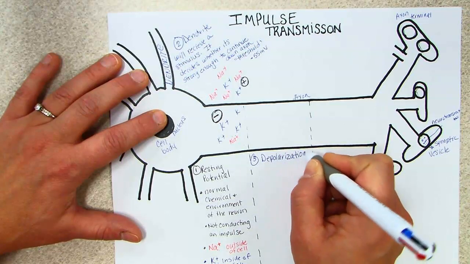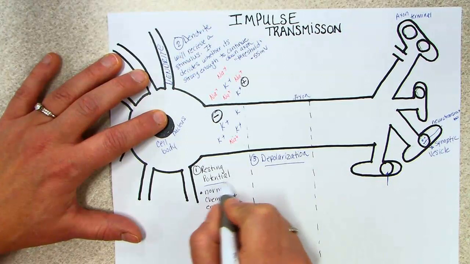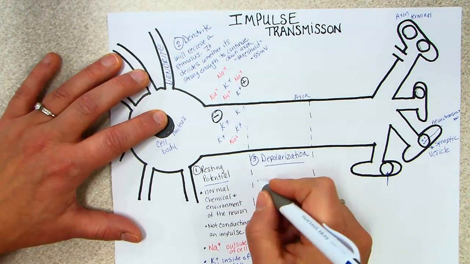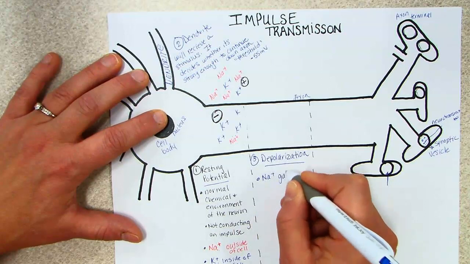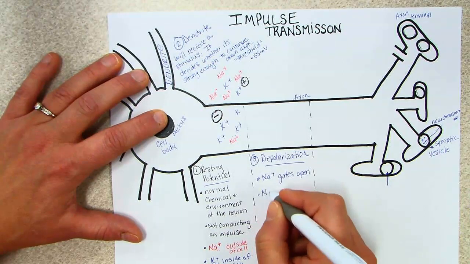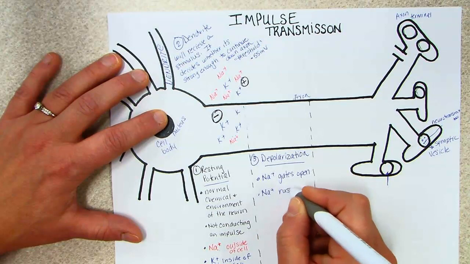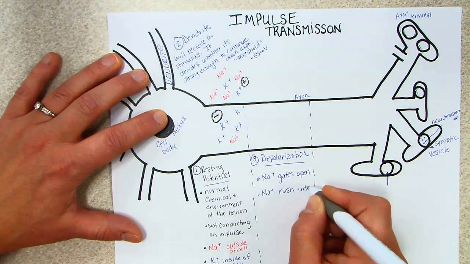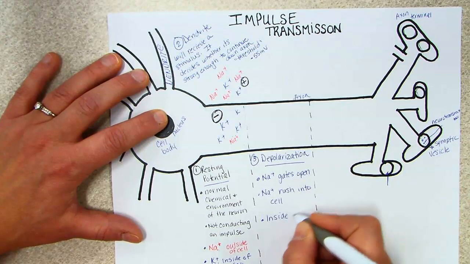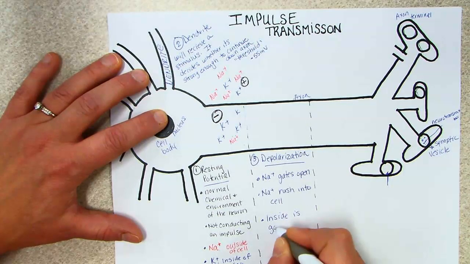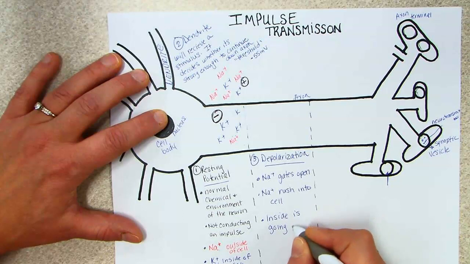So what's going to happen is the next step, which is called depolarization. During depolarization, the sodium channels or sodium gates are going to open, and sodium is going to rush into the cell. And eventually, the inside is going to become more positive than the outside.